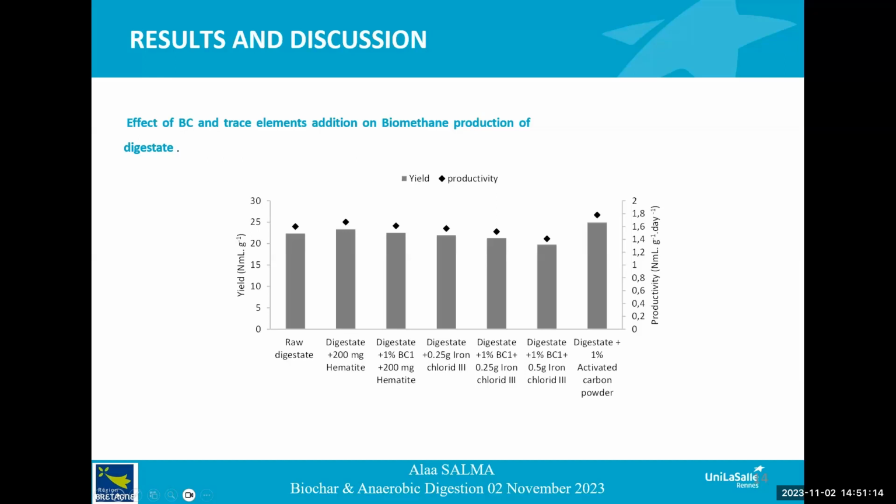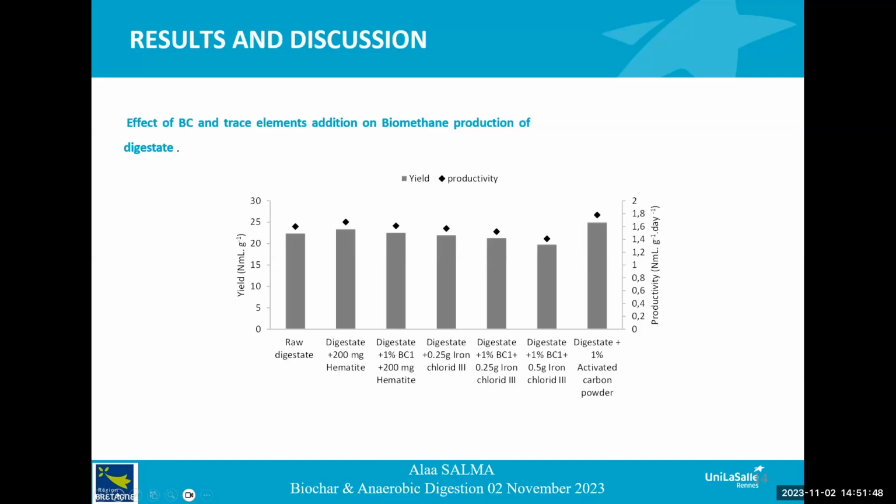So it acts as a cofactor for some enzymes involved in the process, and its presence in trace amount can promote the growth and activity of these microorganisms. So we chose hematite and iron chloride in this study at low concentration. However, we haven't seen any positive impact on biomethane production yield or productivity, whether biochar is added or not.